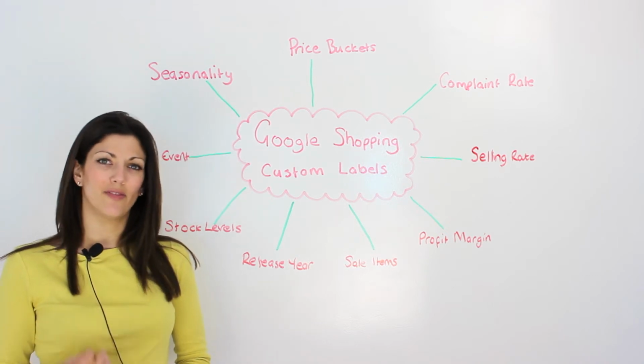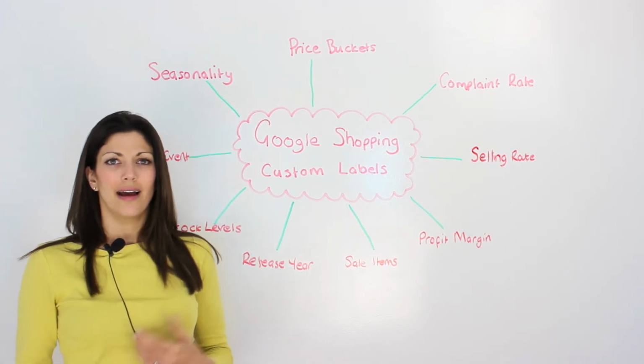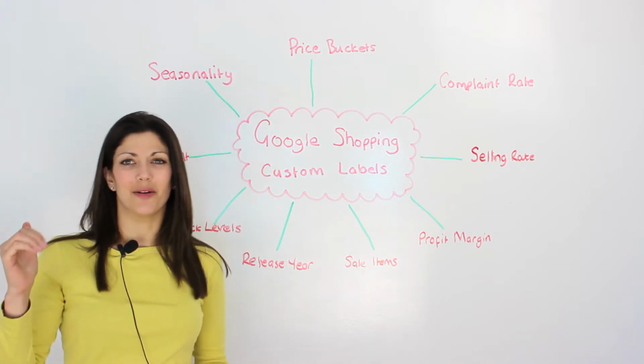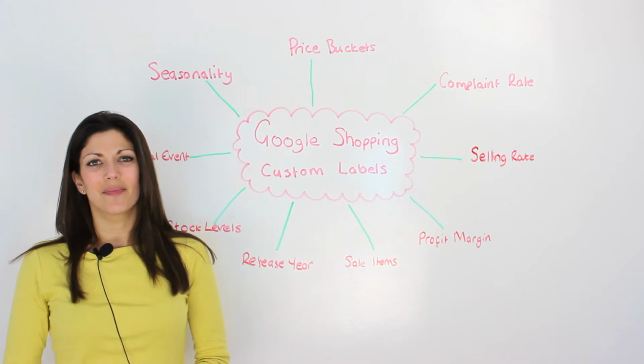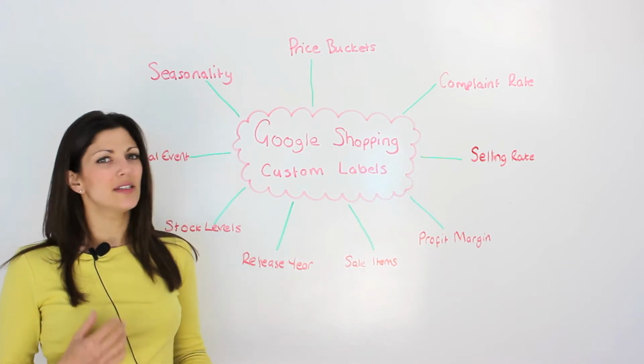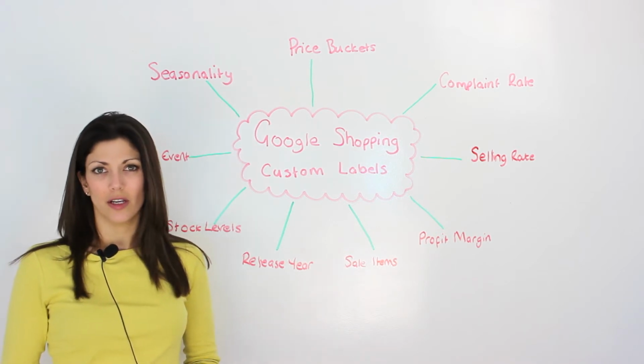AdWords allows you to have 5 of these custom labels, helpfully labelled from 0 through to 4. I'm not sure why they've not done 1 through to 5. So you're quite limited still in terms of the number of labels that you can use.